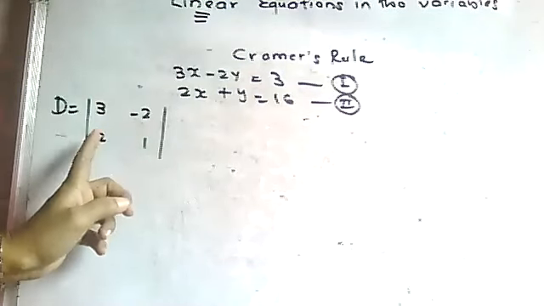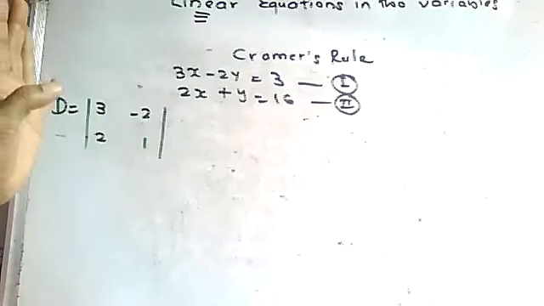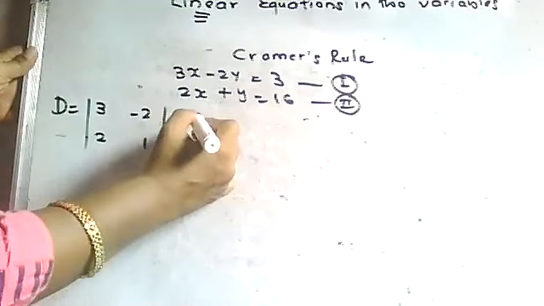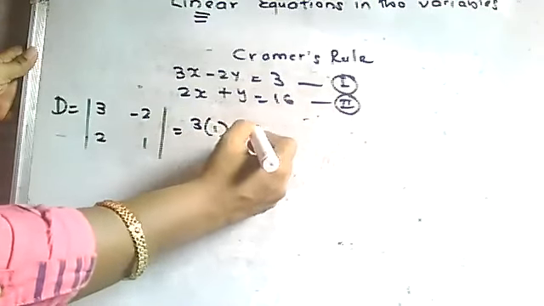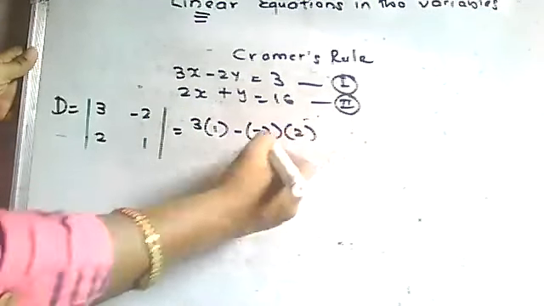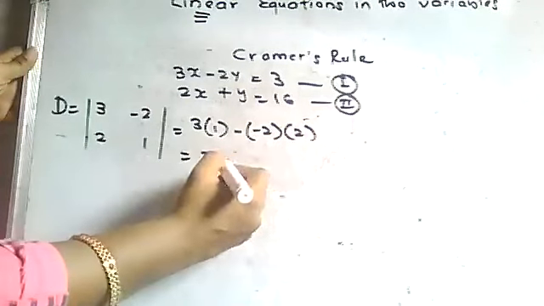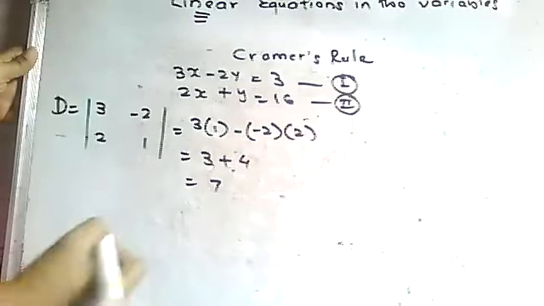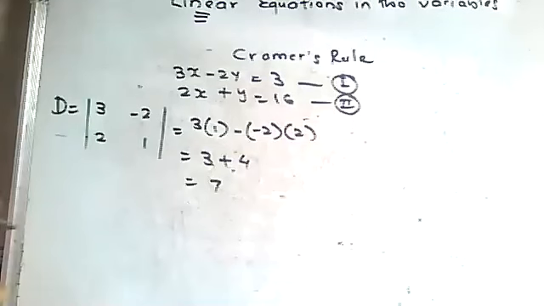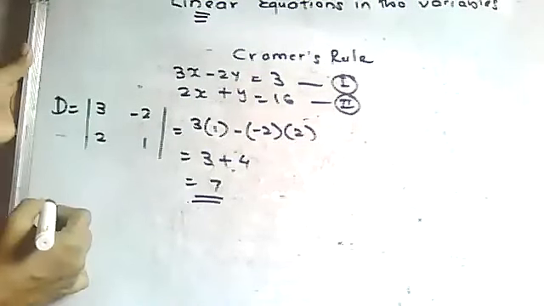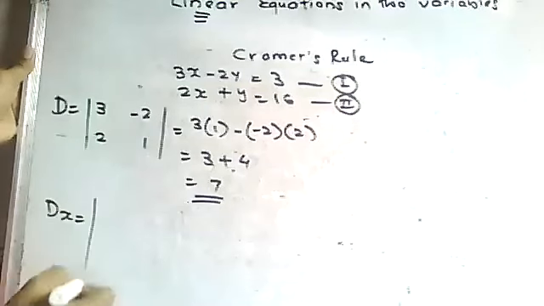Okay, 3 minus 2, 2 and 1. And you need to solve. That is 3 into 1 minus 2 into 2. 3 ones are 3, minus into minus plus 4 is equal to 7. So I get d as 7. Okay. Then dx.